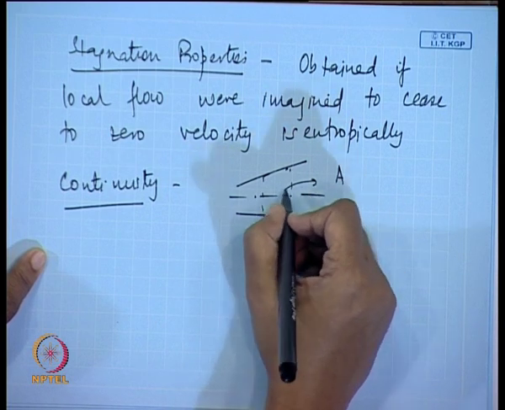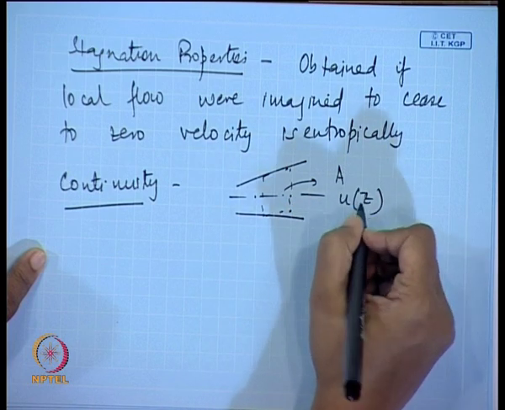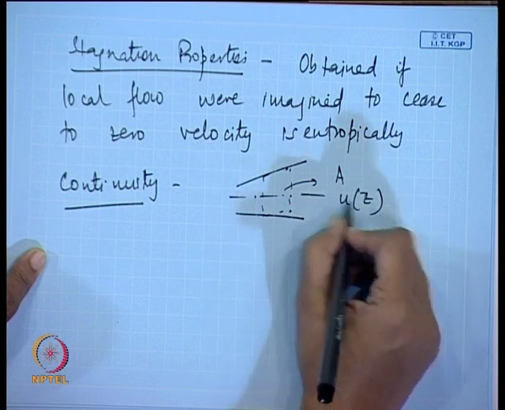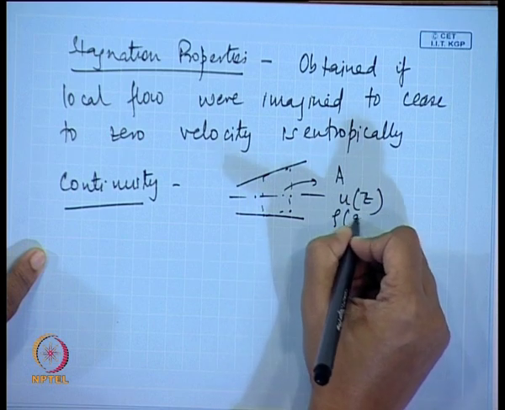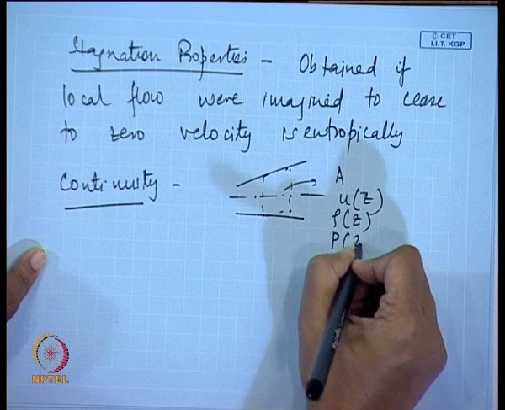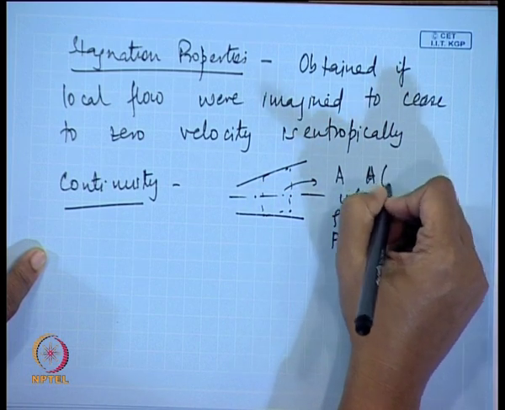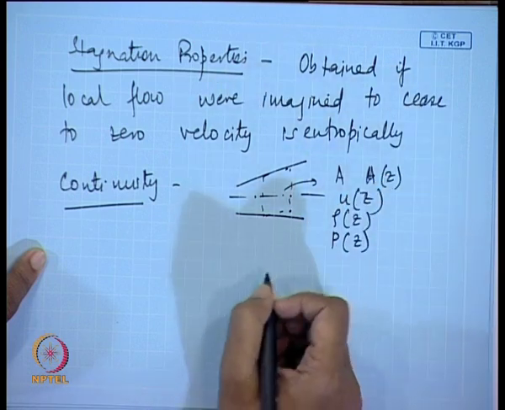Okay. So, the properties will be varying at each and every point. Therefore, they are a function of your axial distance. So, properties are written down in this particular fashion. The velocity is uz, the area of course is Az.